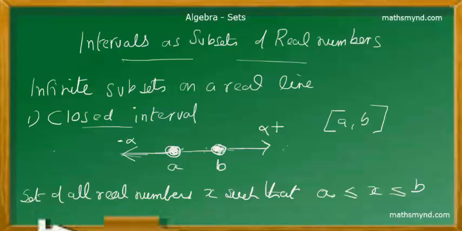Now let us look at what we are dealing with. Real numbers are represented on a number line, and its intervals, these particular sections of that number line, are being considered as subsets of real numbers. And because we are dealing with the real numbers and the number line, naturally the subsets are infinite. So let us look at the particulars.